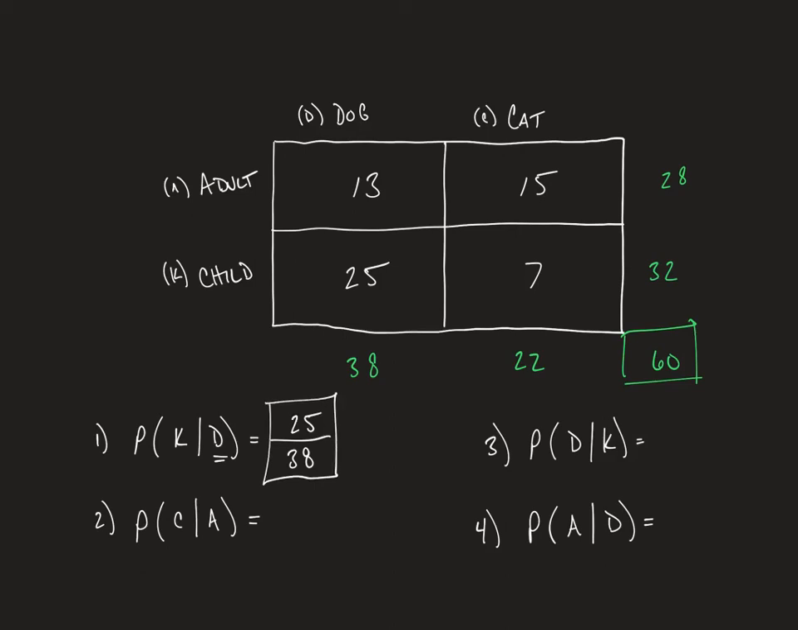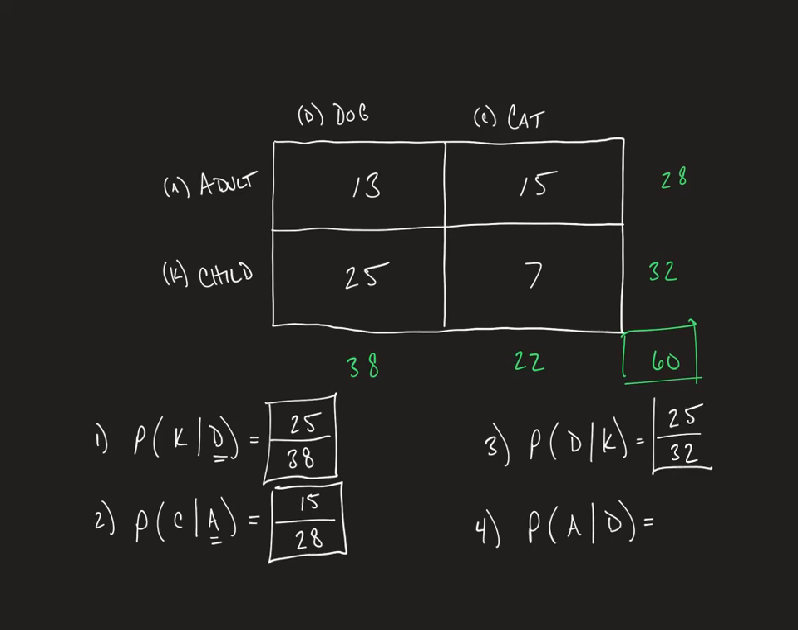What's the probability that somebody is a cat person given that they are an adult? So of all the adults, of which there are 28, how many of them are also cat people? So of these 28 adults, we have 15 cat people. So 15 28ths. What's the probability that someone is a dog person given that they are a child? Okay, so our denominator is the number of children. There are 32 children, and of those 32 children, 25 of them are dog people.